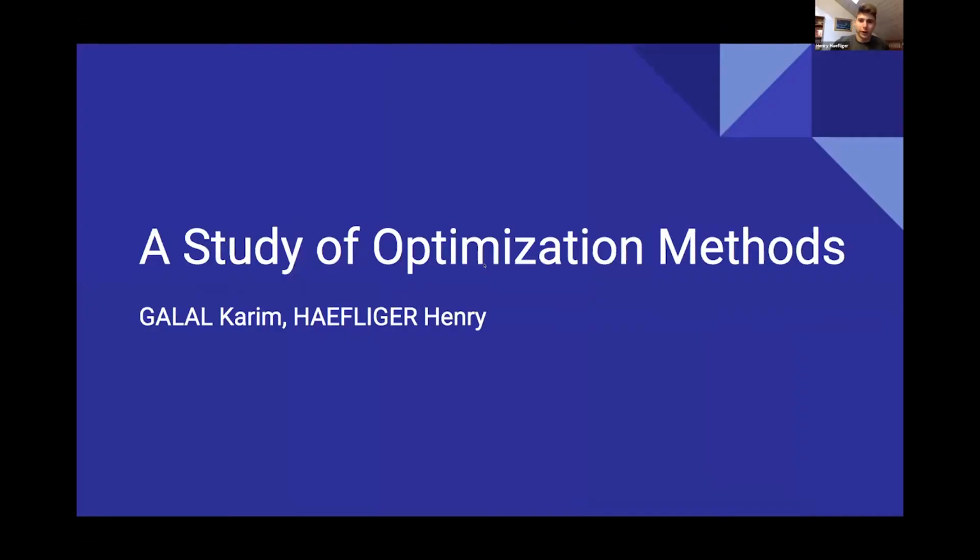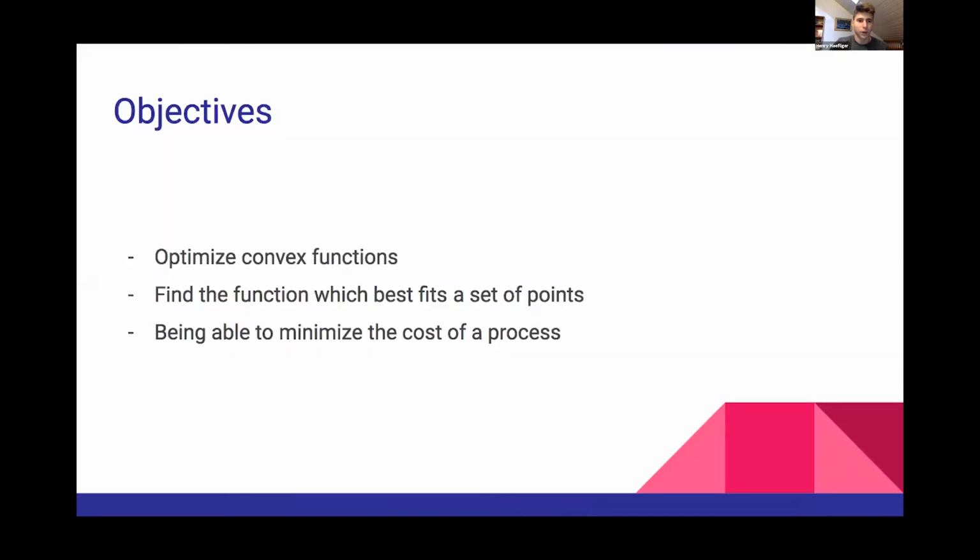So we're presenting a comparative study of different optimization methods. The objectives of our presentation are to be able to optimize convex functions. We also want to find the function that best fits a set of points, and we are also able to minimize the cost of the process given different variables. So something that's useful for different production methods, etc.